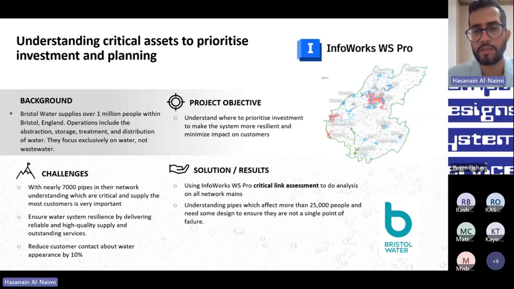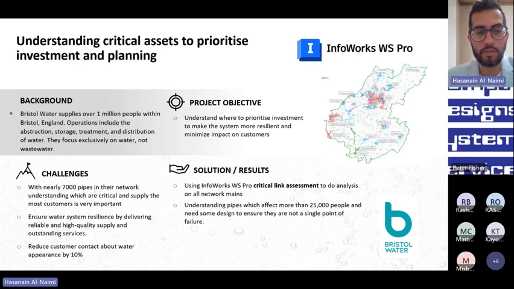The project objective is to understand where to prioritize investment, right? So they need to understand where they can prioritize investment and how they can minimize any impact on the customer, of course, while they add more elements or more network as well.